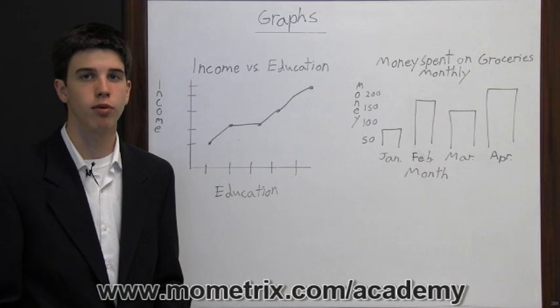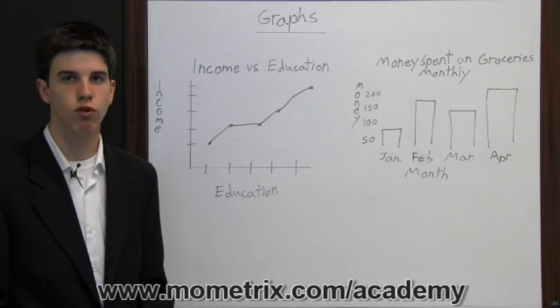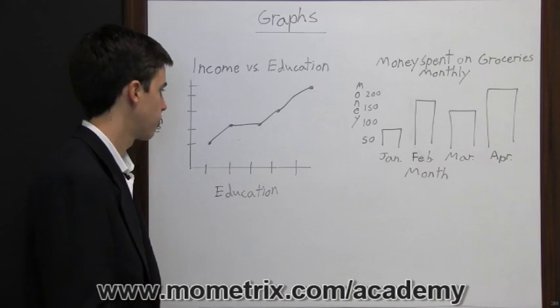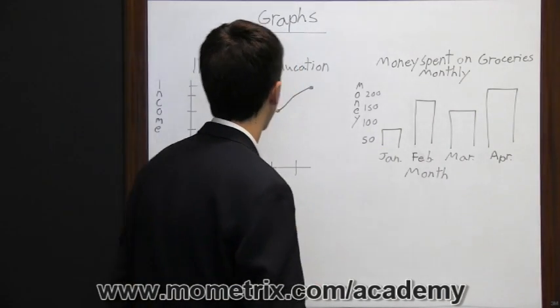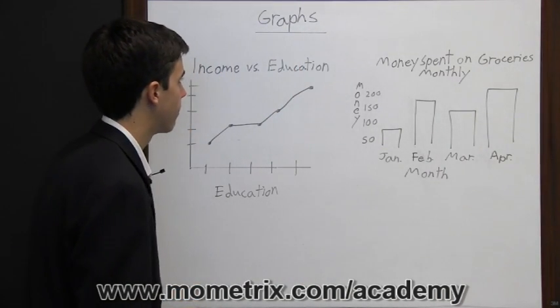A graph is a common way to present information in a visual format. Here we have two common types of graphs, the line graph and the bar graph. But they're similar in many ways.